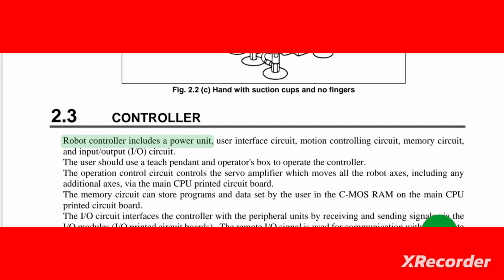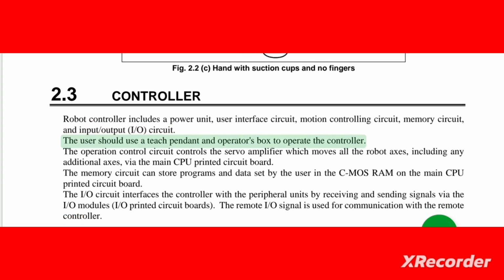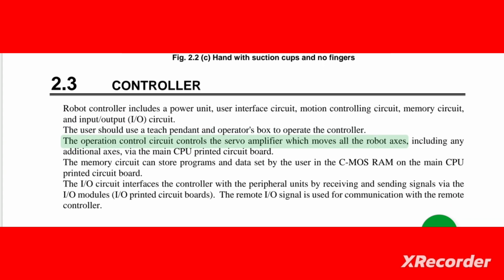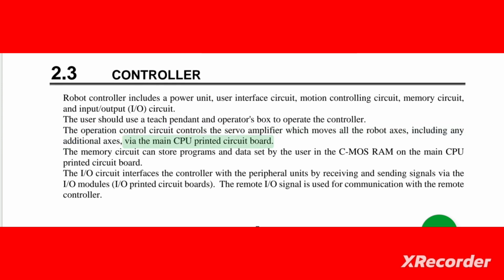2.3 Controller. The robot controller includes a power unit, user interface circuit, motion controlling circuit, memory circuit, and input/output (I/O) circuit. The user should use a teach pendant and operator's box to operate the controller. The operation control circuit controls the servo amplifier, which moves all the robot axes, including any additional axes, via the main CPU printed circuit board.